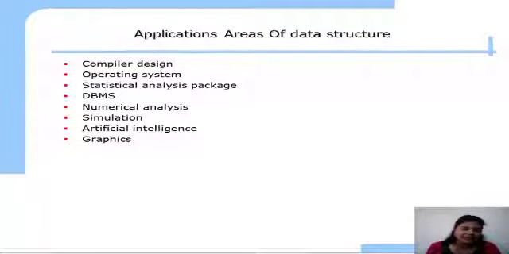The next is the operating system. The operating system also uses the queue data structure. Next are statistical analysis packages, DBMS, that is database management systems, numerical analysis, simulations, artificial intelligence, and graphics. These are the application areas of data structures.